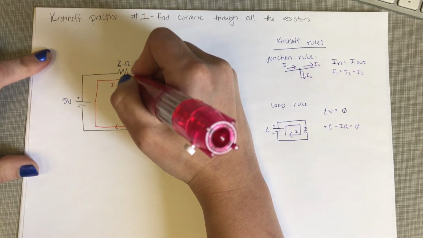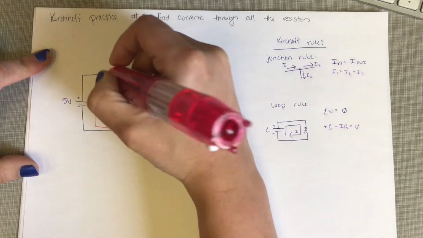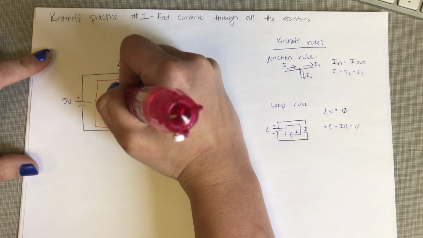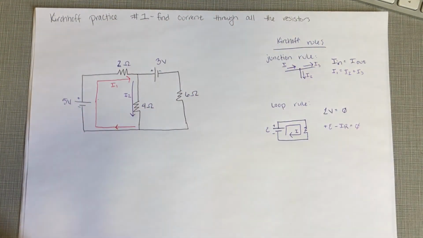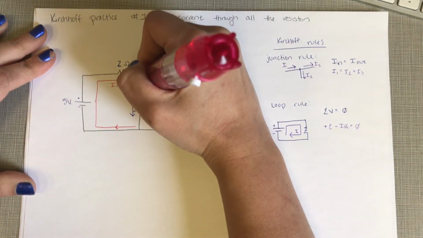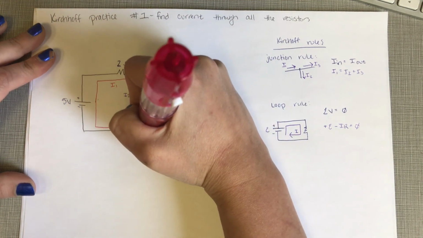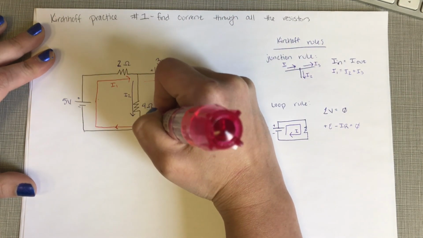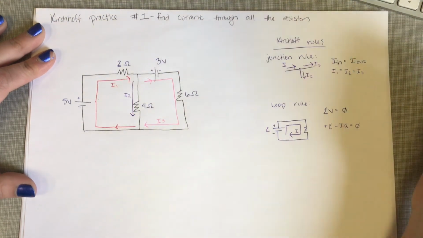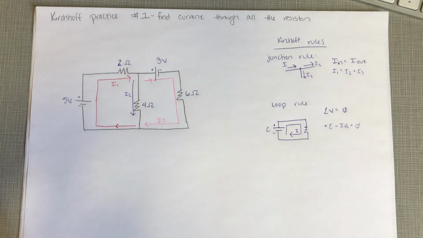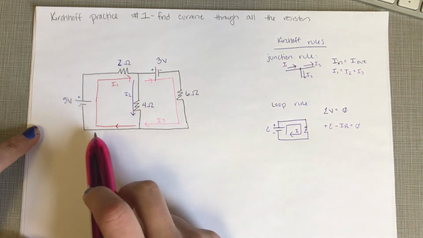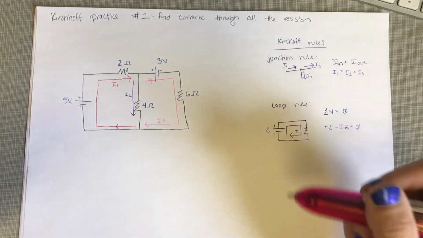Then through this branch, I'm going to assume it goes this way. I'm going to call that current number 2. And for this branch, that's going to be current number 3. Okay? So first thing you do is you draw in your currents. The actual direction doesn't matter. You just want one current per branch, labeled accordingly.